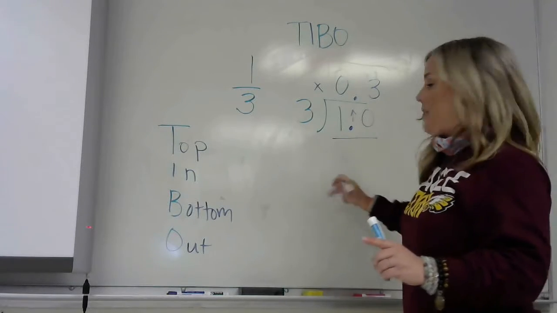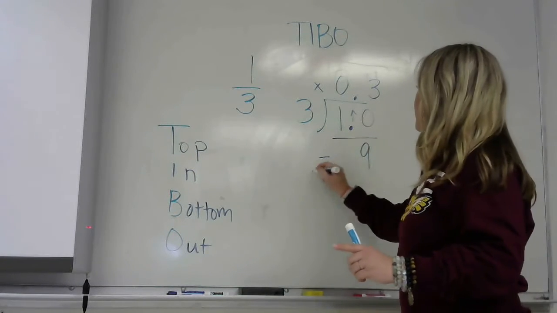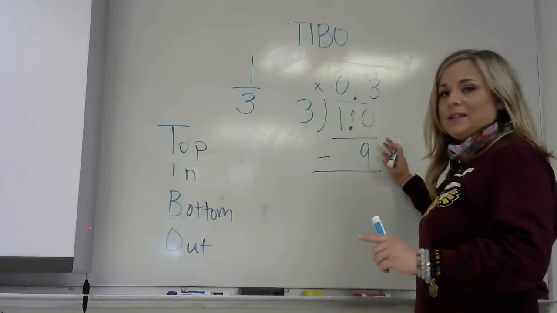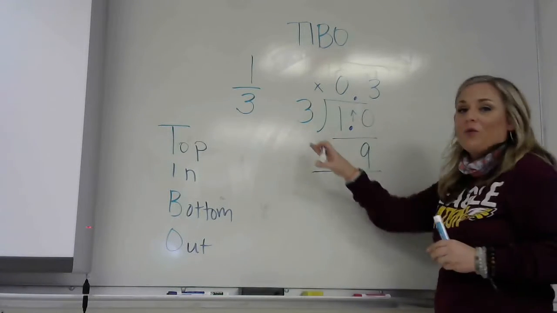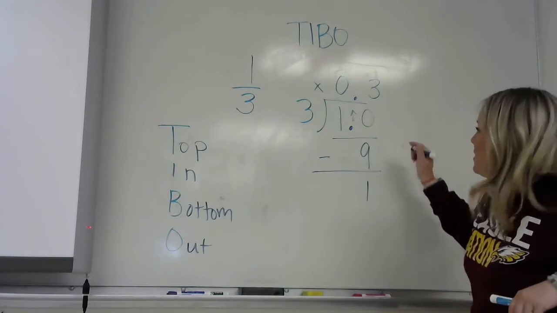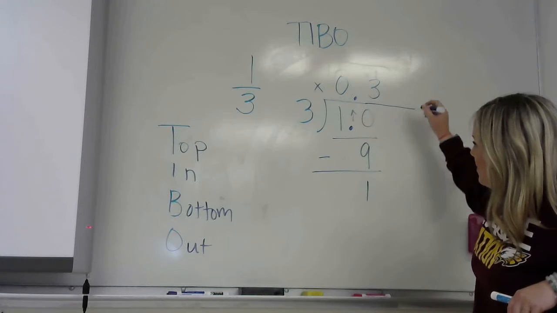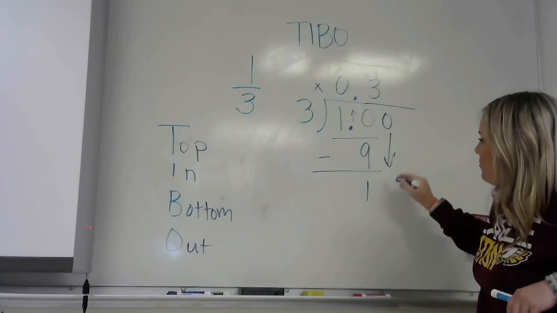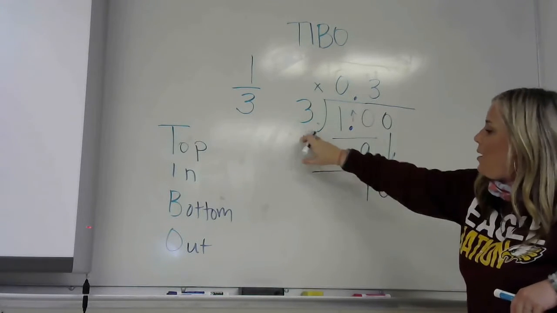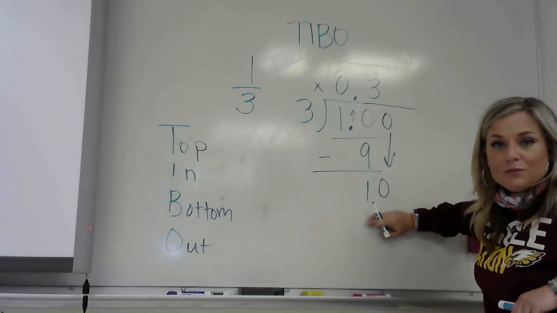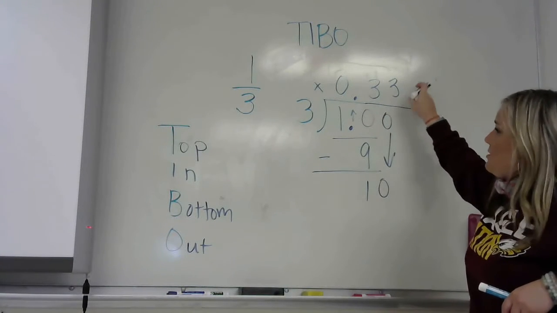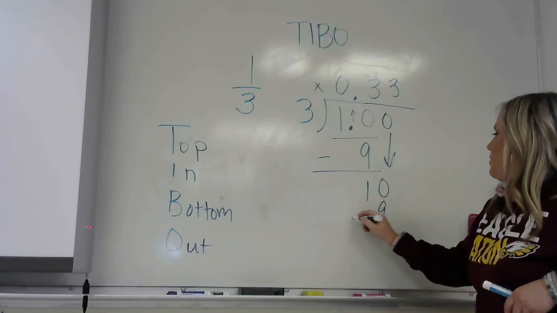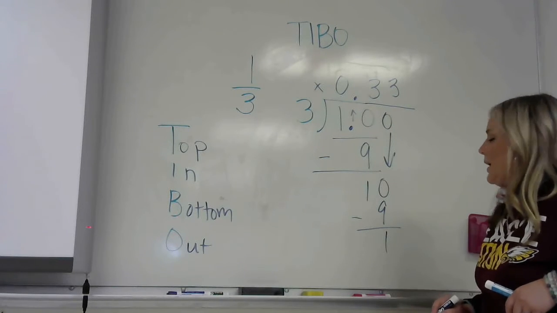3 times 3 is 9, right? 10 minus 9 is 1. Can 3 fit into that? No. So I have to add another 0, bring it down. Now, 3 will fit into 10. 3 times 3 is 9, I'm not going over 10. And I've got 1 again.